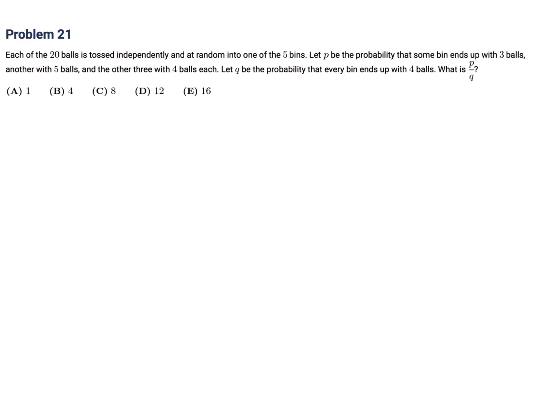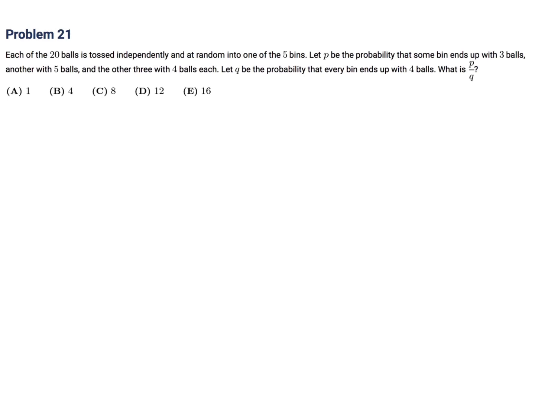Problem 21. Each of the 20 balls is tossed independently and at random into one of the 5 bins. Let P be the probability that some bin ends up with 3 balls, another with 5, another with 3, and the other 3 with 4 balls each. Let Q be the probability that every bin ends up with 4 balls. What is P over Q?